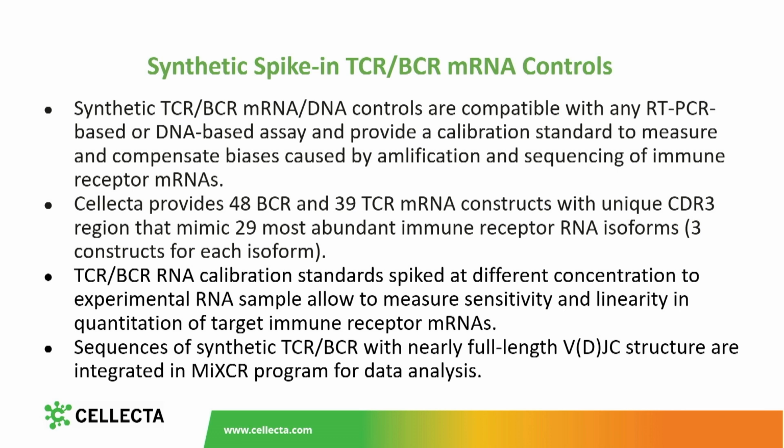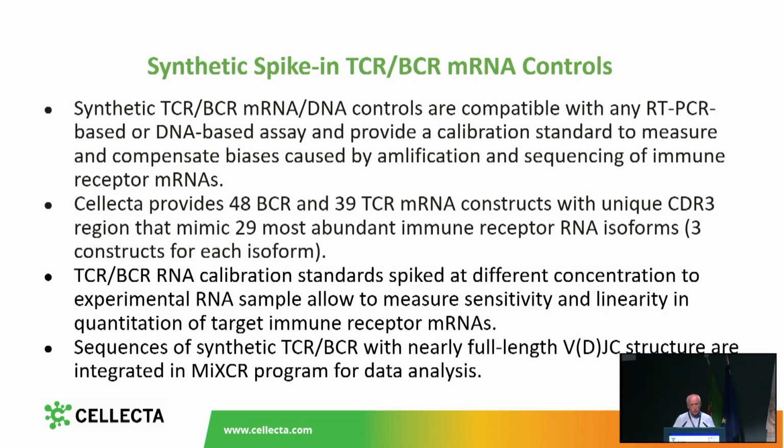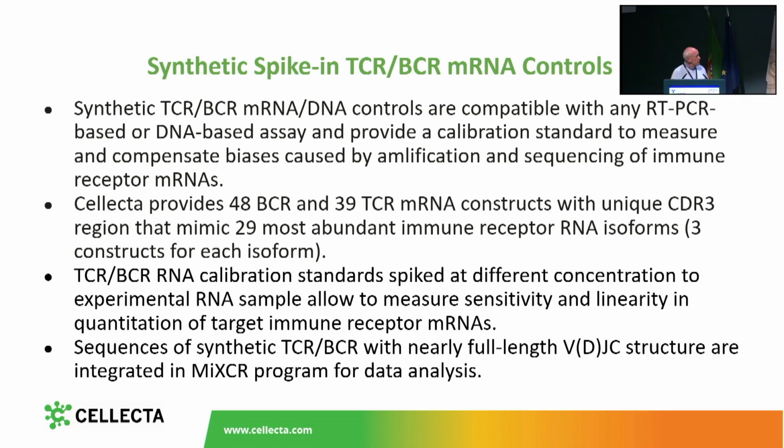And definitely this type of spiking controls, as I mentioned, are universal. They practically cover full-length copies of transcripts for both TCR and BCR, and they can be very useful in order to not compensate, but actually measure amplification and sequencing biases in the protocol. They also can be used in order to measure sensitivity and linearity in detection of different molecules.